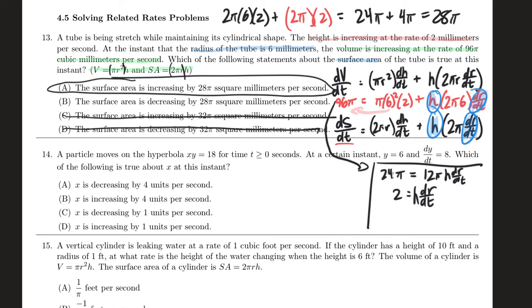All right, 14 is one that we've done before. We have this hyperbola, xy equals 18, and we know some values. What is true about x at this instance? So again, for all these ones, we're going to do the derivative first. We did a problem like this in the last learning objective. You have to do the product rule. And we did it in that last learning objective, so that's what we get.